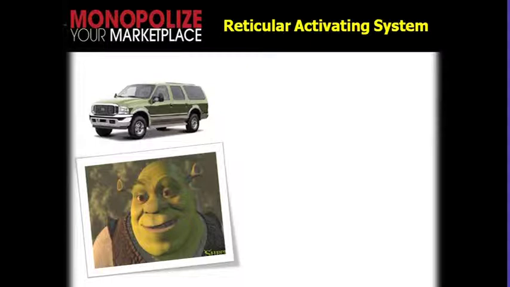Here's my question for you. Have you ever had that happen to you? You buy a new vehicle, and then all of a sudden you start to realize that everybody on the face of the planet Earth has the exact same make, model, and color as you? How is this even possible? Where did these people come from? Where were all these cars before I bought this vehicle? And the answer is, it's reticular activating system.